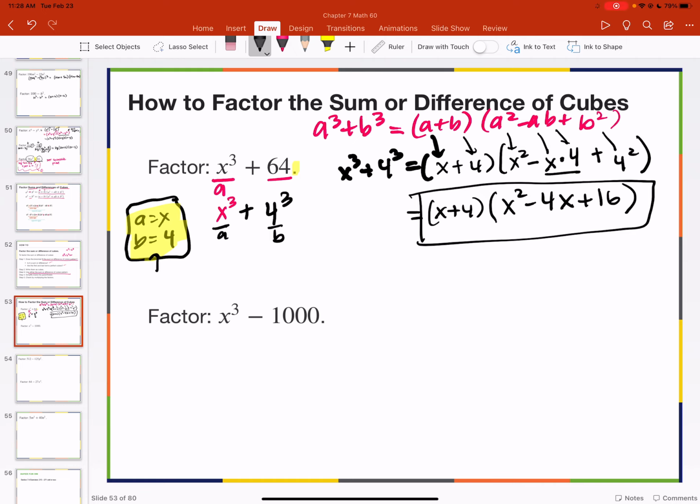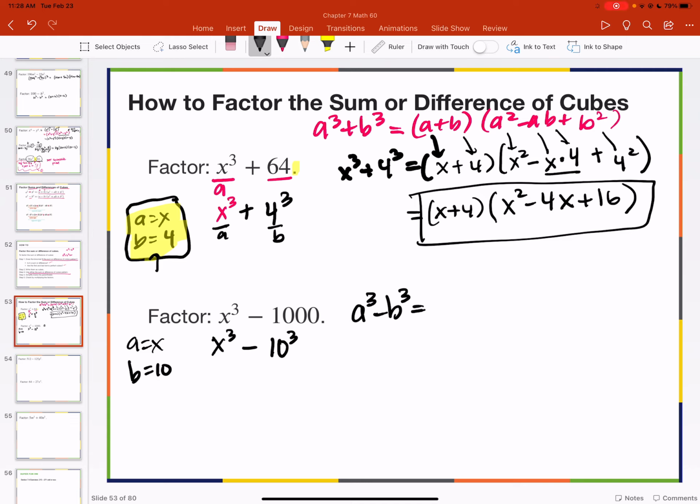Okay, so that we have here x cubed minus 1,000. So x cubed is a cube, so that's fine. So you have x cubed, so A is x, right? And then here you have 10 cubed is 1,000. So B is actually 10. So now it's minus, and remember, it's A cubed minus B cubed.